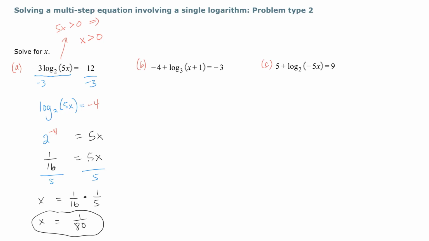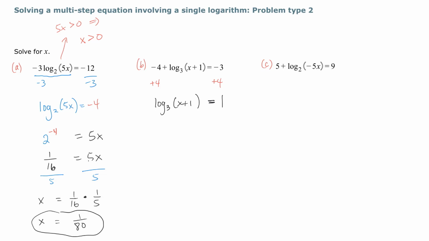Example B. How is this problem different from the first one? Well, there is a plus sign here. That changes everything. Why don't we balance the equation by adding 4 to both sides? Now we get what? Log base 3 of x plus 1 is equal to 1.